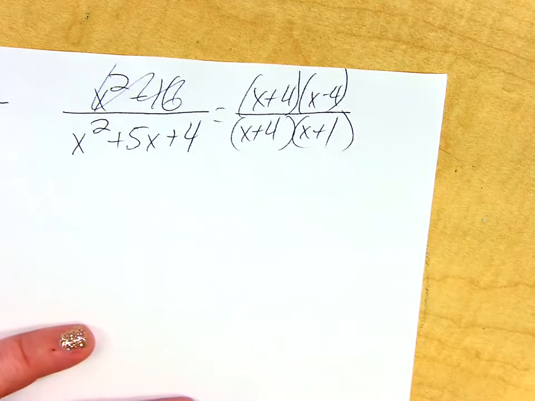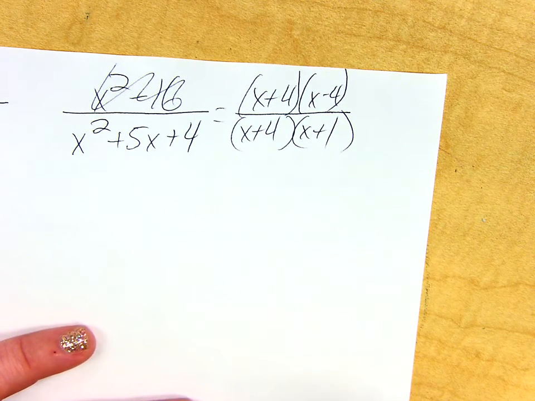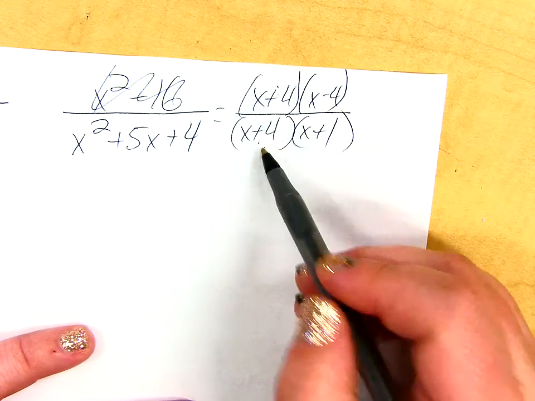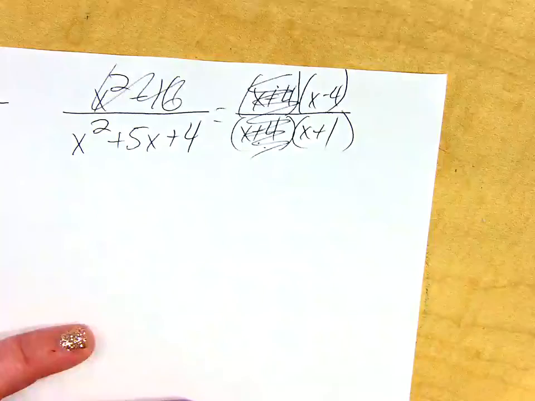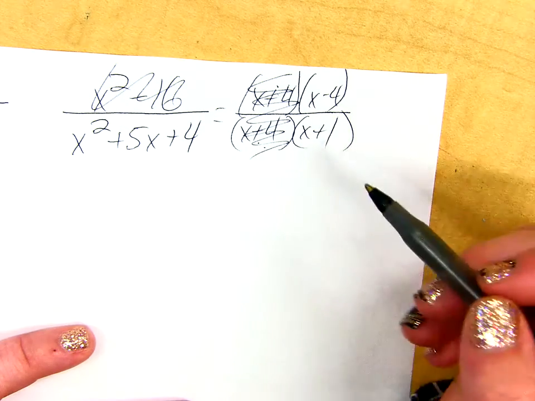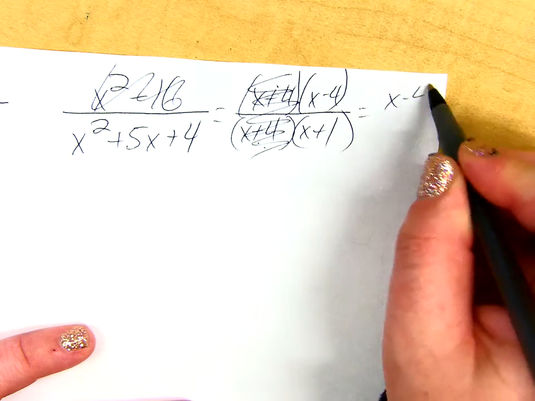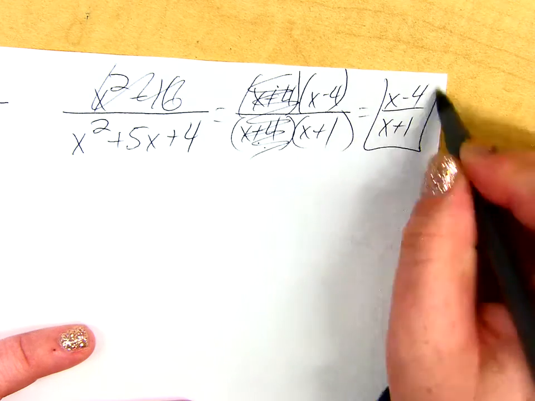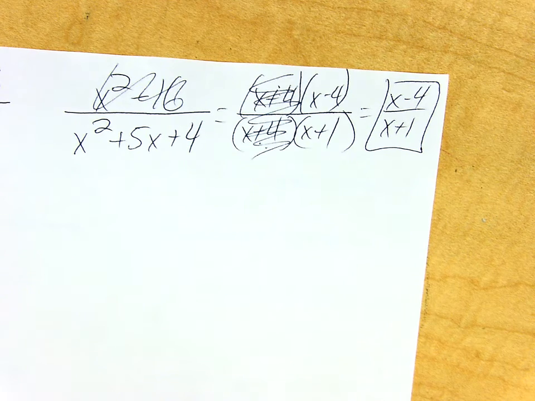Perfect. So now that I have both, I've finished step 1, I factored everything. Now step 2, I look for anything that I can reduce or cancel with each other. I do have X plus 4s. They will cancel with each other. Is there anything else I can do? No, so that's my answer. X minus 4 over X plus 1. That's it. Isn't this kind of nice? If you remember how to factor, it makes this all a lot better.